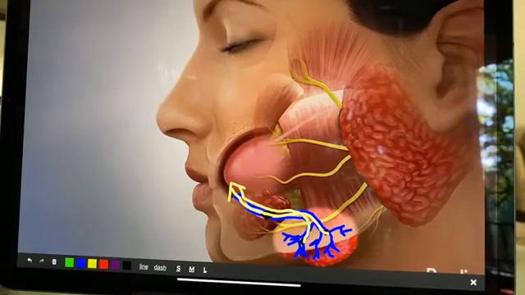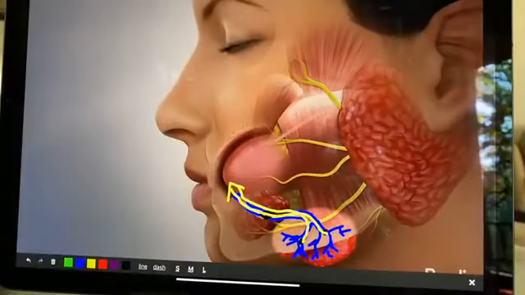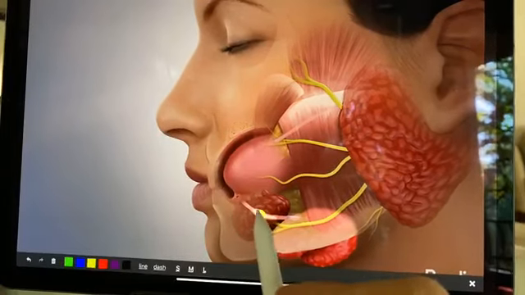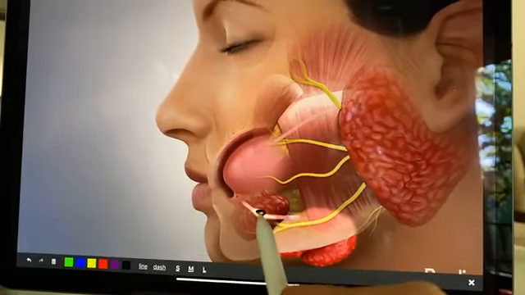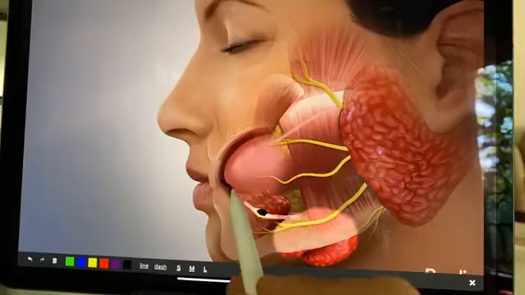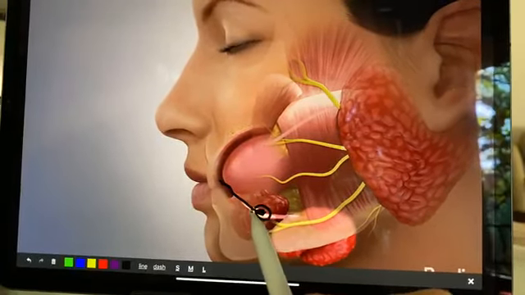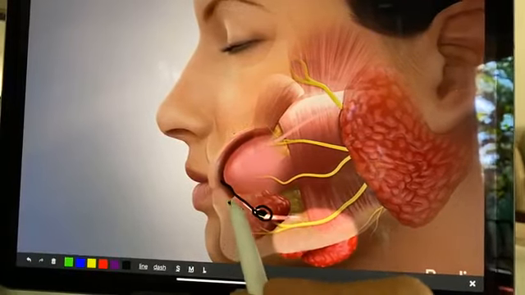So that's the main reason for the stone formations. Now, there's ways to address the stone formations. There are ways of getting the stone out. If the stone is in the main duct here, let's do it in black. Then you can put a camera that goes through here, sees the stone, grabs it, and pulls it out.